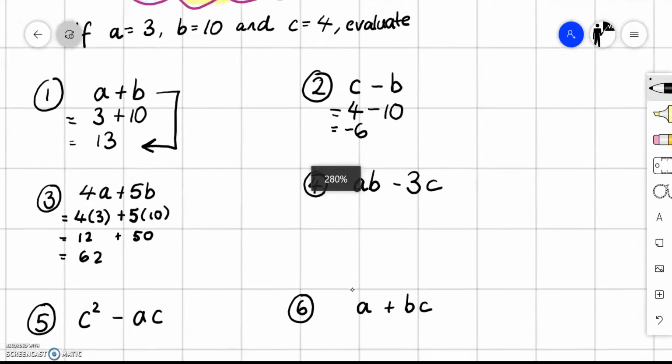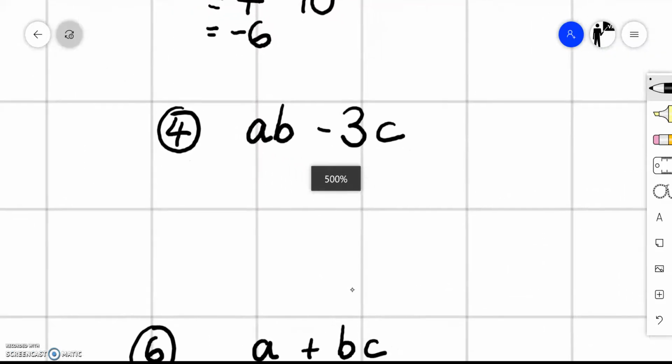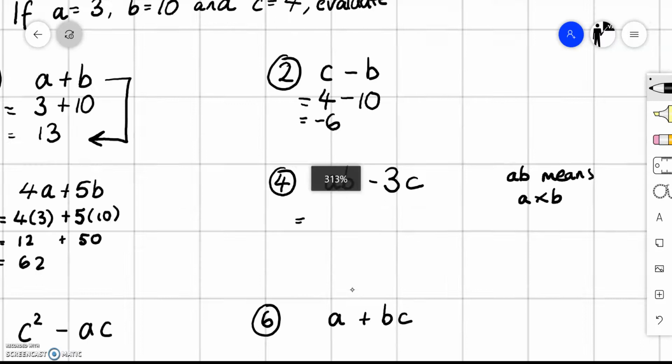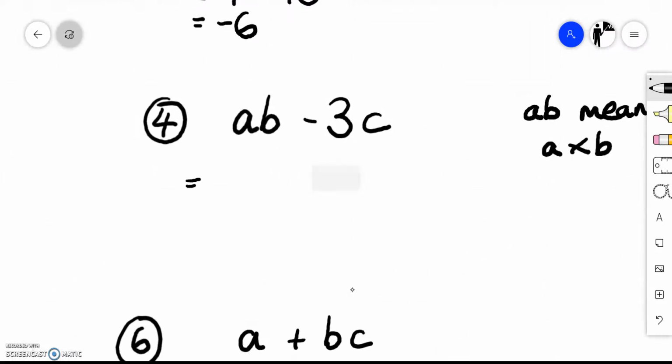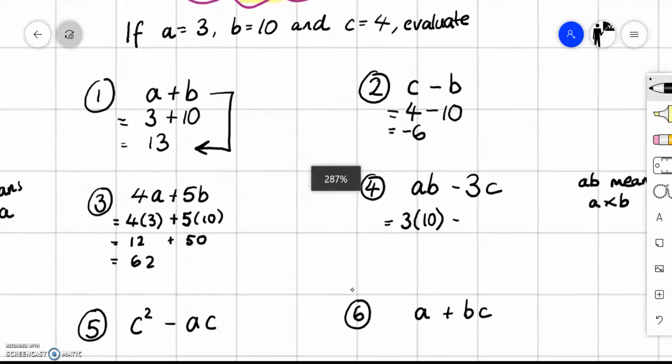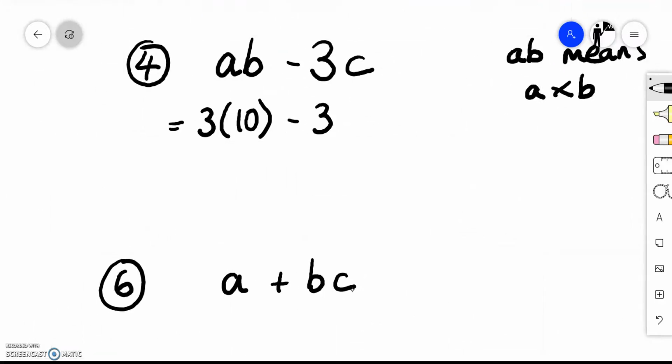Number 4, AB subtract 3C. So once again, we need to recall, what does AB mean? AB means A multiplied by B. So let's substitute in our values. A is 3, so we've got 3 lots of 10. Once again, I've written that in a bracket. And then we're subtracting 3C, so we're subtracting 3 lots of 4, because C is 4.